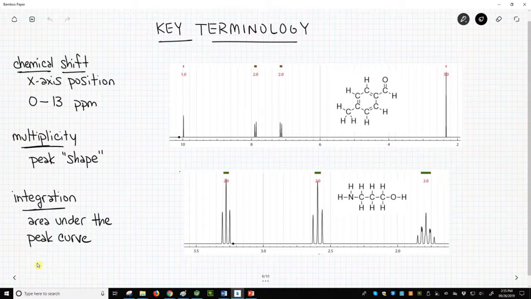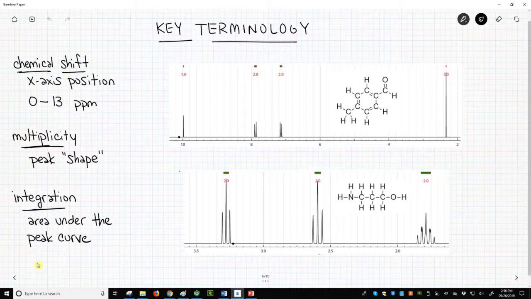NMRDB.org does not simulate hydrogens on nitrogen and oxygen, so those signals are missing. How do we talk about the differences in these spectra? We will focus on chemical shift, multiplicity, and integration. First, what is chemical shift?